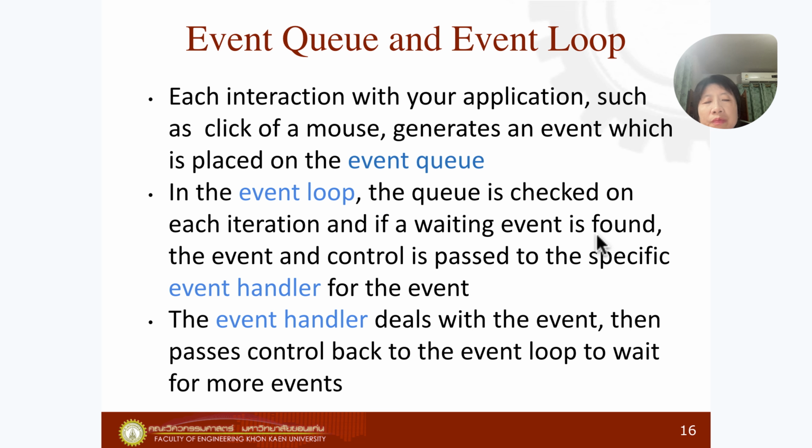And in the event loop, the queue is checked on each iteration. And if a waiting event is found, the event and control is passed to the specific event handler for the event. The event handler deals with the event, then passes control back to the event loop to wait for more events.